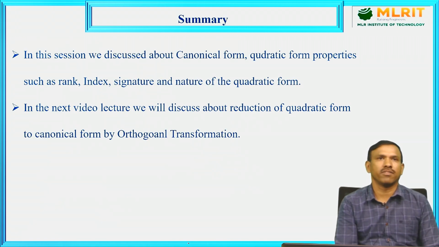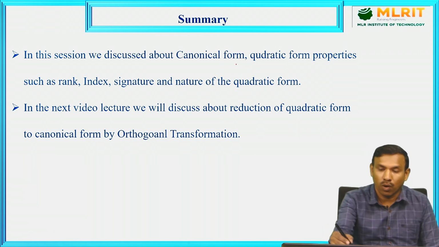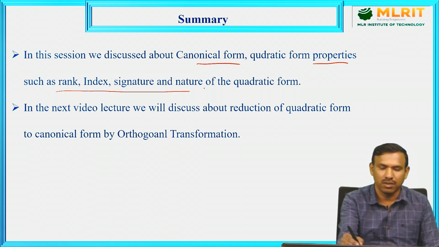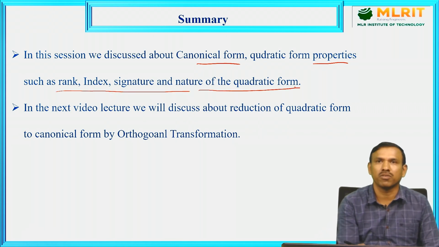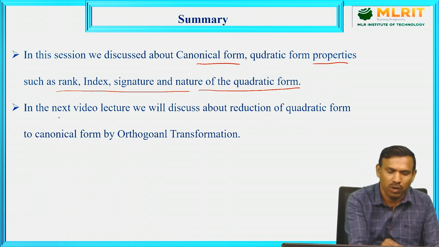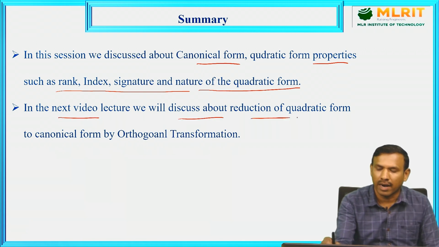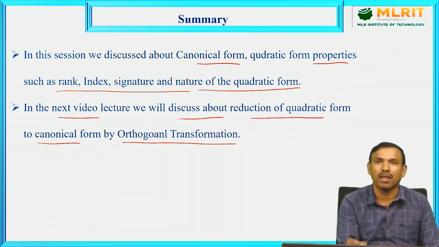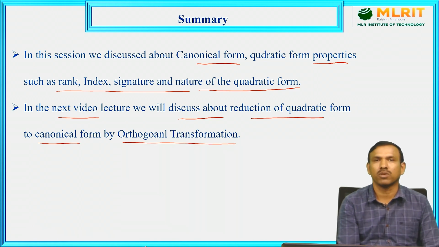So in this session we have discussed the canonical form and quadratic form properties very clearly. Rank, index, signature, that all we discussed, and how to say the nature, positive definite or negative definite, that all we discussed. In the coming video lecture we will discuss the reduction of quadratic form to canonical form by orthogonal transformation. We have 2 methods to reduce the quadratic form to canonical form. I am going to discuss orthogonal transformation in the next video lecture.